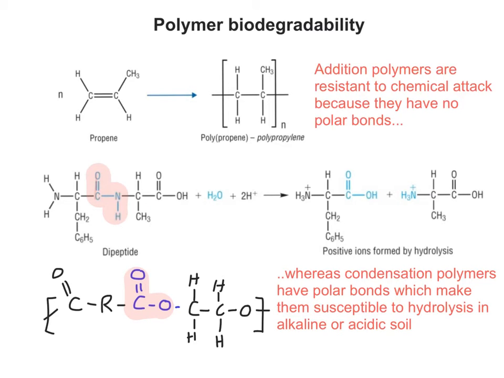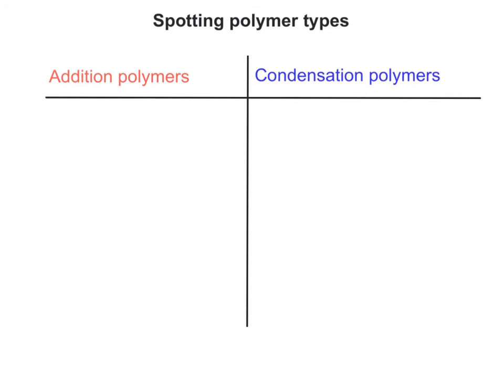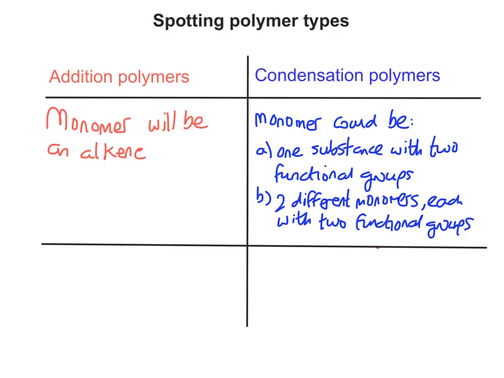Condensation polymers, on the other hand, break down easily in the presence of water, because water will always have a slight acidic or alkaline character to it, and this will help the hydrolysis process along more quickly. So at A level you have two types of polymer: addition polymers and condensation polymers. Looking at the monomers first, for an addition polymer, the monomer will always be an alkene. For condensation polymers, the monomer could be either one substance with two functional groups, or two different monomers, each with two different functional groups.